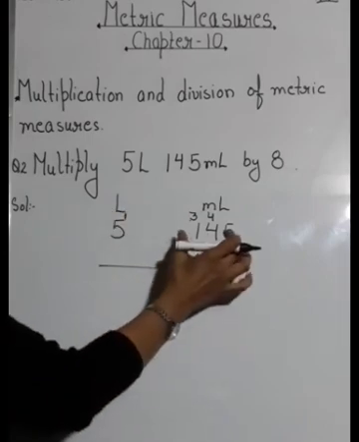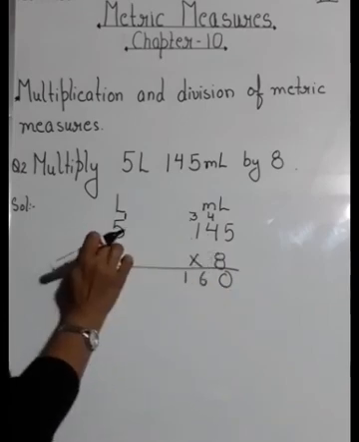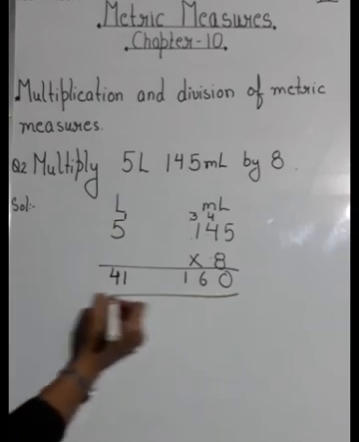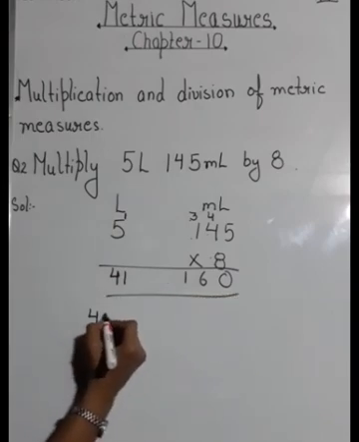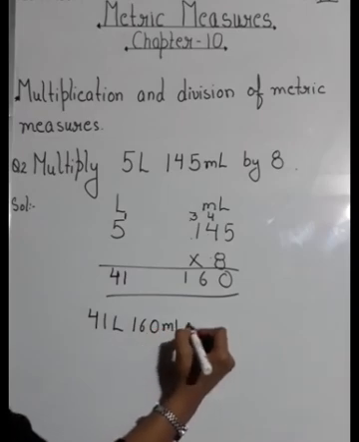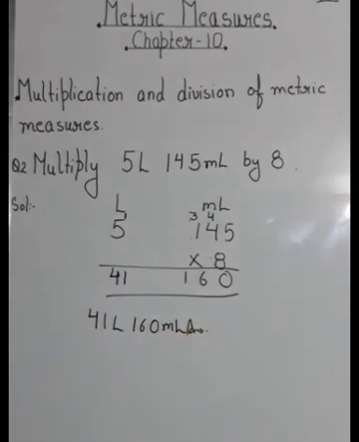Clear? So we have done with this 145. Now 8 fives are 40. 40 plus 1, 41. Clear? So you are getting 41 liter 160 milliliter, and this will be your answer. Clear? So this is the way of doing the multiplication.